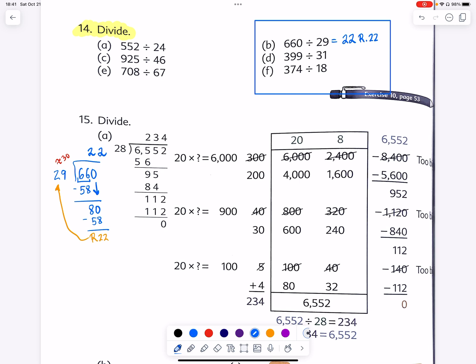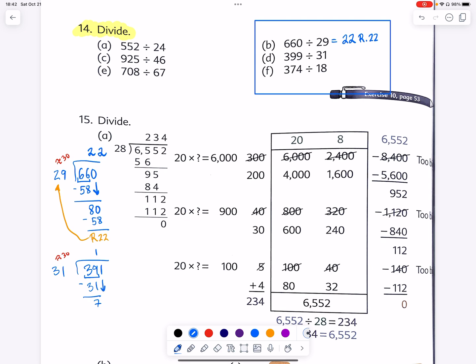399 divided by 31. Let's write it on the bottom. It's also useful to think of 31 as 30 to do our first estimation. Well, we don't even have to. It's quite easy. 31 does not go into 3, it goes into 39 one time. 1 times 31 is 31. And the difference is 8.